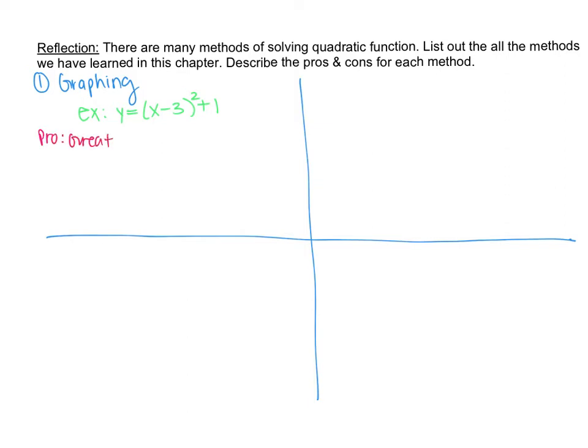Some of the pros with it is it's great for vertex form. If you have something that's in vertex form, you can easily graph the equation and find the vertex and slope.